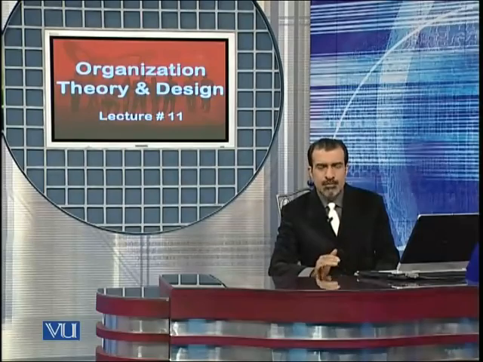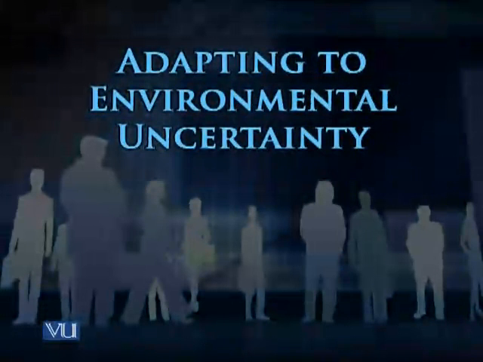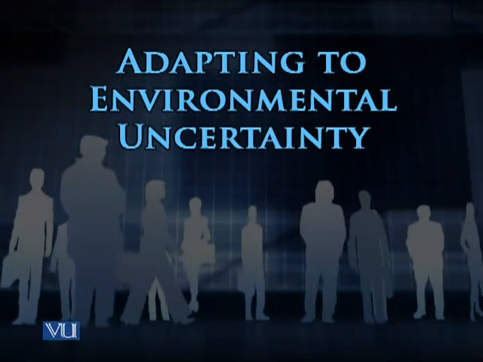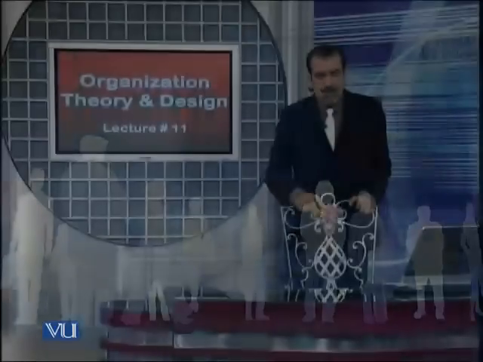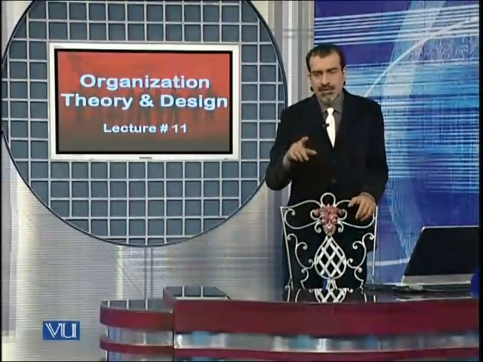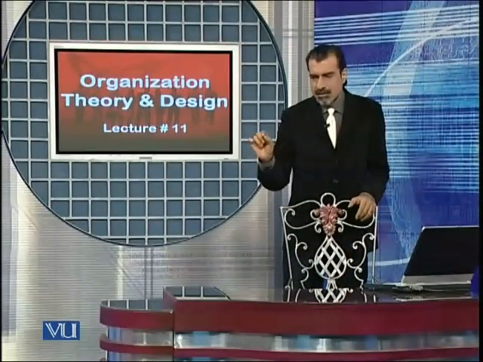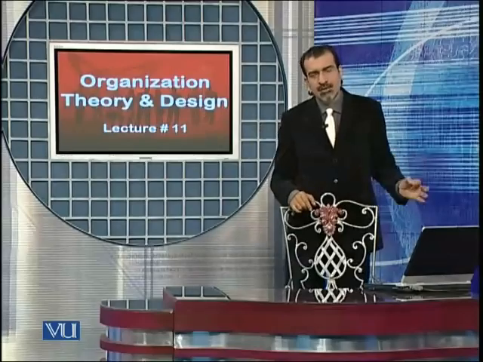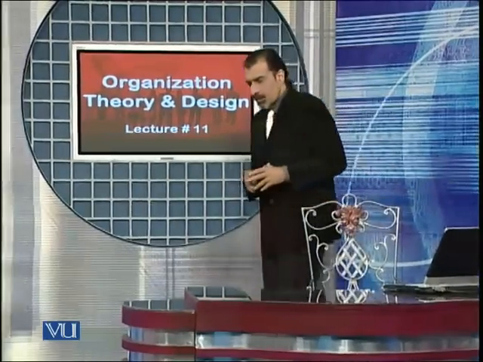Now, how do the mechanistic and organic forms help a company in adapting to environmental uncertainty? That is the real question which concerns us today because we are talking about external environment. Now, we have already seen by that picture on the whiteboard in which we were drawing various complex factors in the environment and then trying to imitate those factors inside the company. We saw that as the environment becomes complex, the requirements of the structure inside the company become more complex.